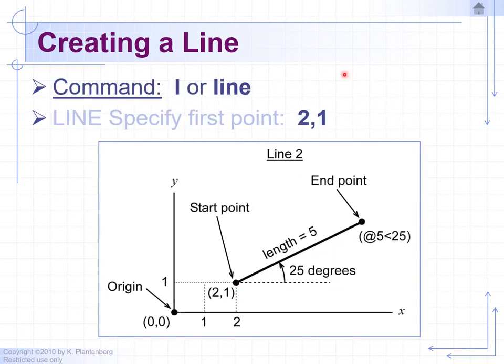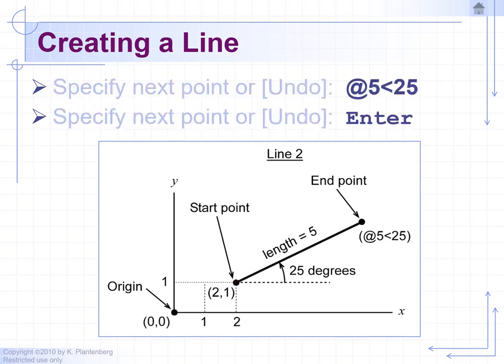In this example, we're going to combine simple xy coordinates with polar coordinates using the relative option. So we're going to define our first point using xy coordinates. Okay, so we click on the line command, type in 2, 1 to define our first endpoint. So that's 2 to the right, 1 up. And to define our second endpoint, we're going to go with the length of 5 and an angle of 25 degrees counterclockwise with respect to the x-axis.